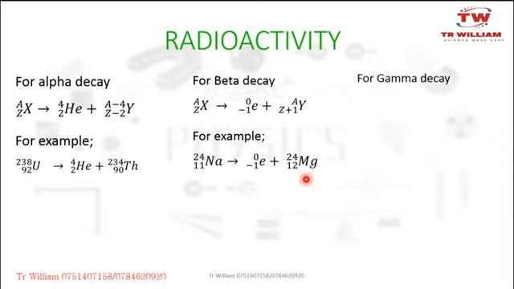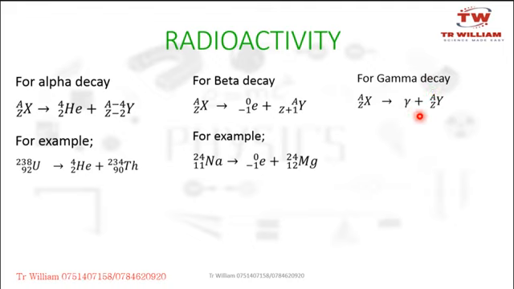Now for gamma decay, we said, remember, gamma is just energy, it does not have mass number, nor does it have atomic number. So if an element decays by undergoing a gamma decay, its atomic number will remain the same, its mass number will also remain the same. Mass number A will remain the same, atomic number Z will remain the same, because gamma was just a radiation.